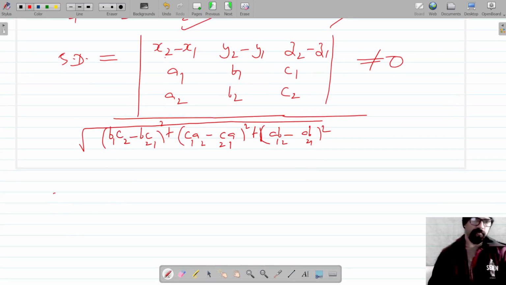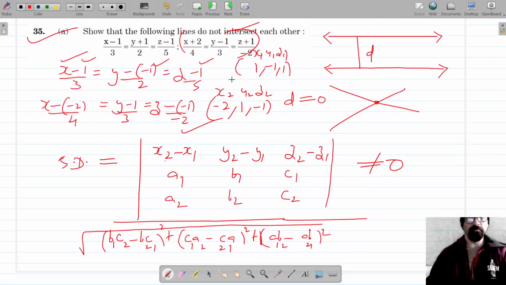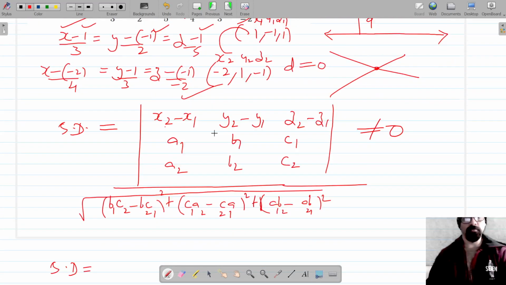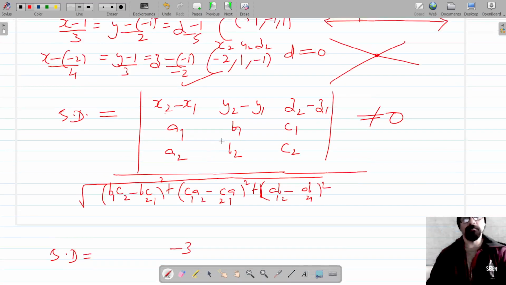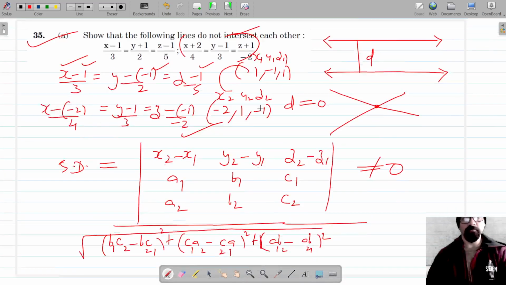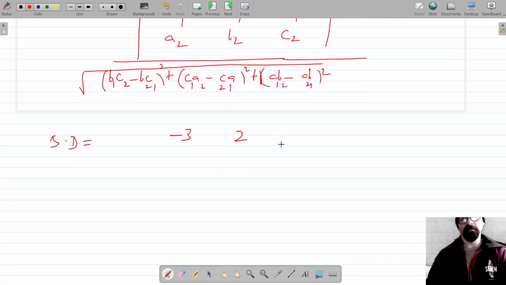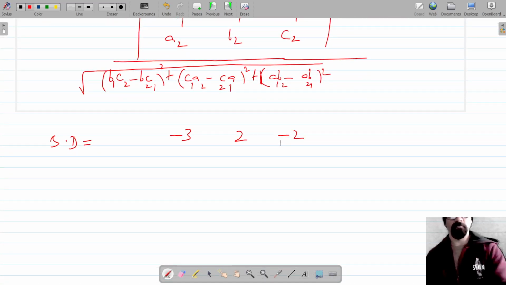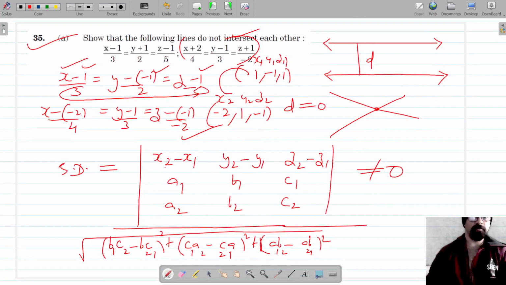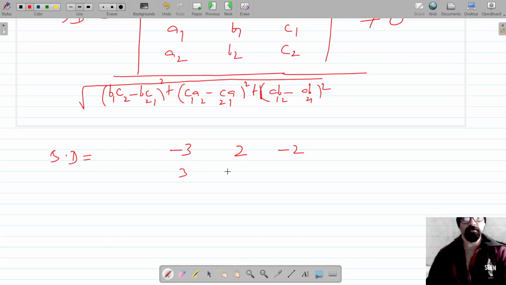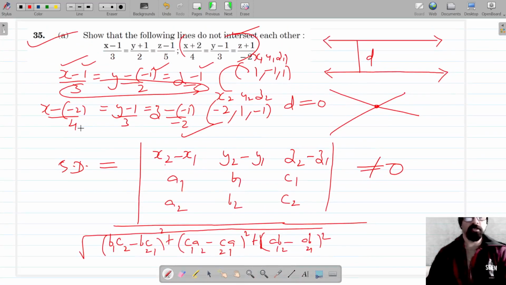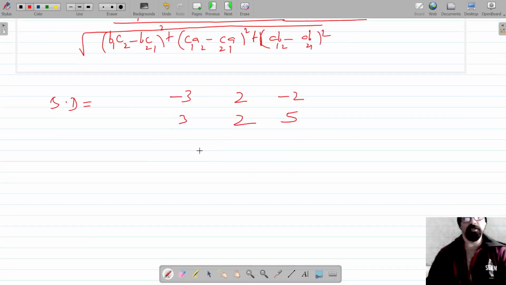Okay, let's put in the values of x2 minus x1. So x2 minus x1, negative 2 minus negative 1, is negative 3. This is 1 minus of minus 1, which is 2. Then z2 minus z1 is negative 2. So negative 3, 2 and negative 2. Now these are A1, B1 and C1: 3, 2 and 5. And these are A2, B2 and C2: 4, 3, negative 2. So 4, 3 and negative 2.